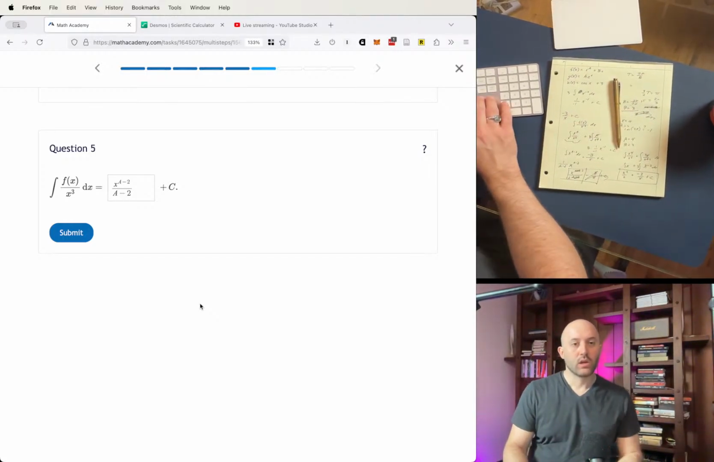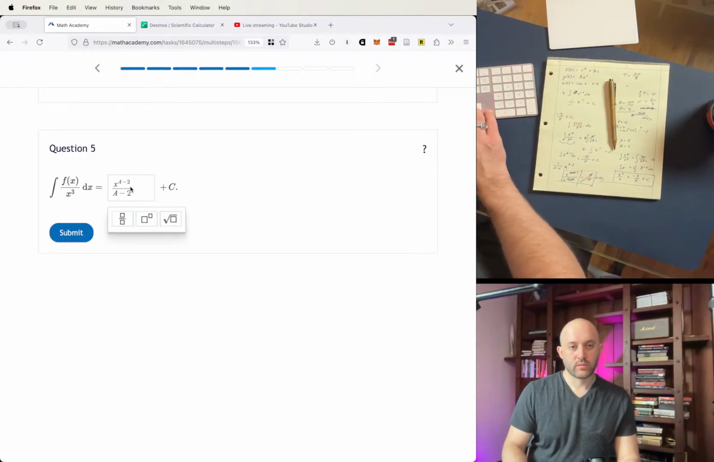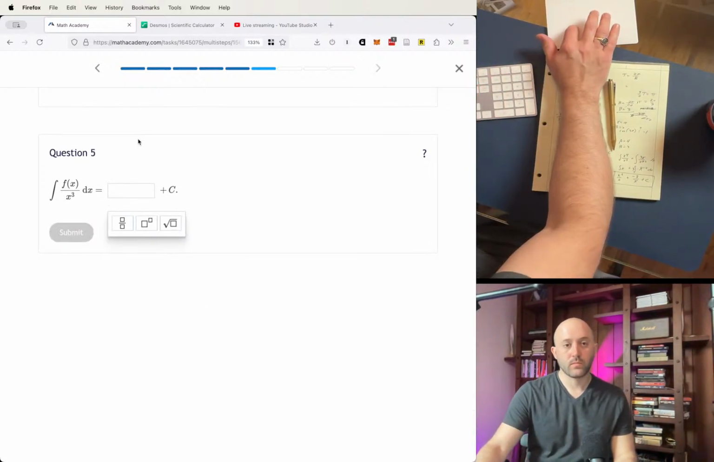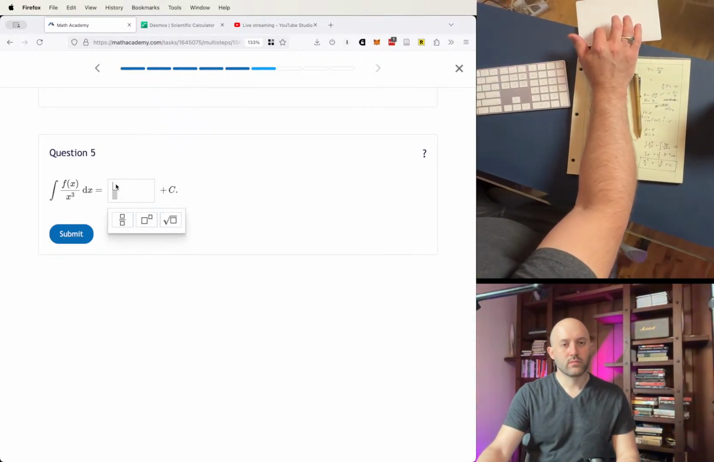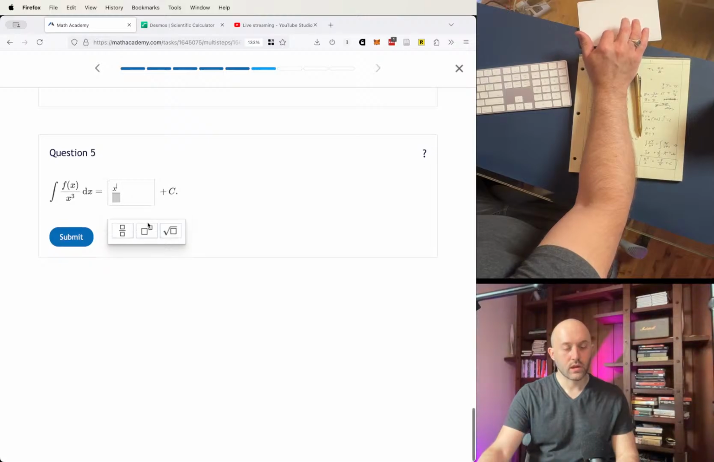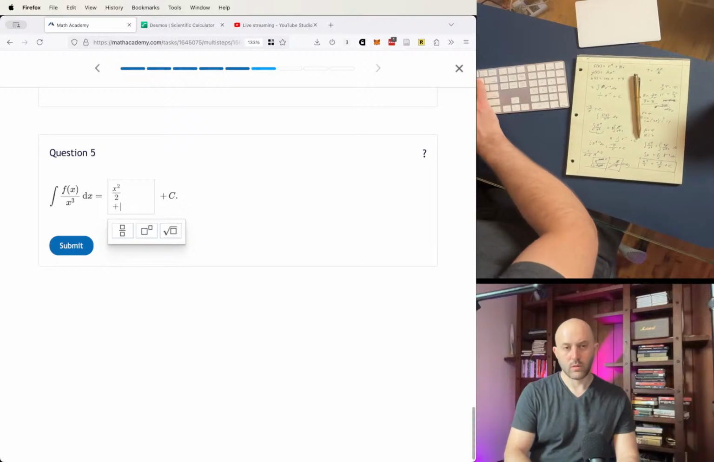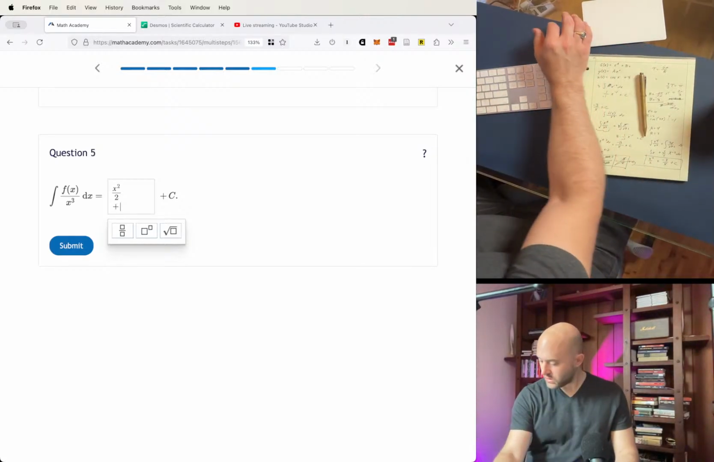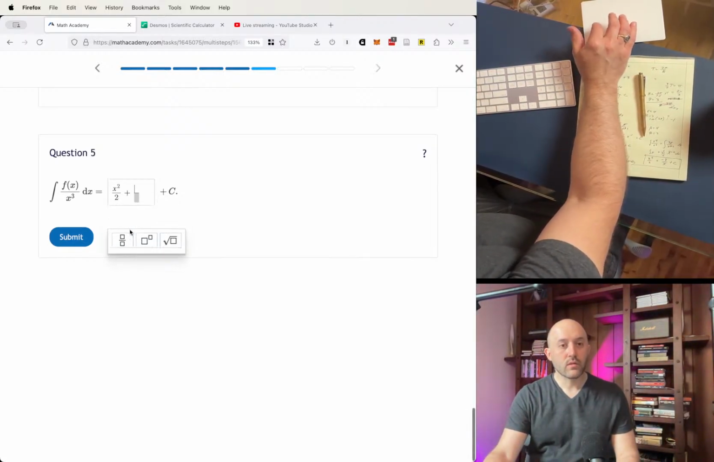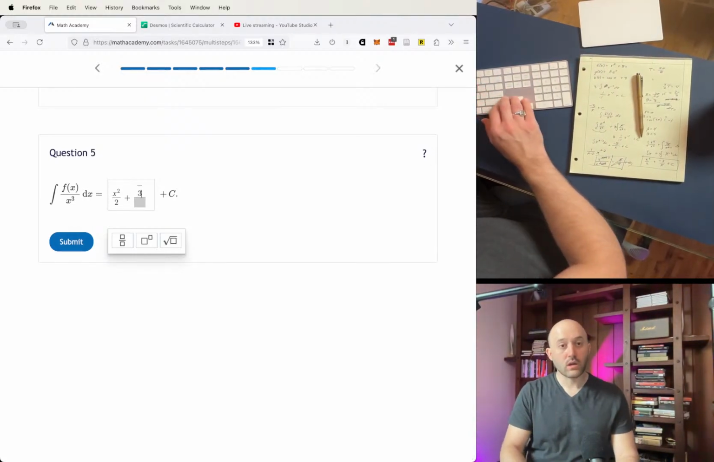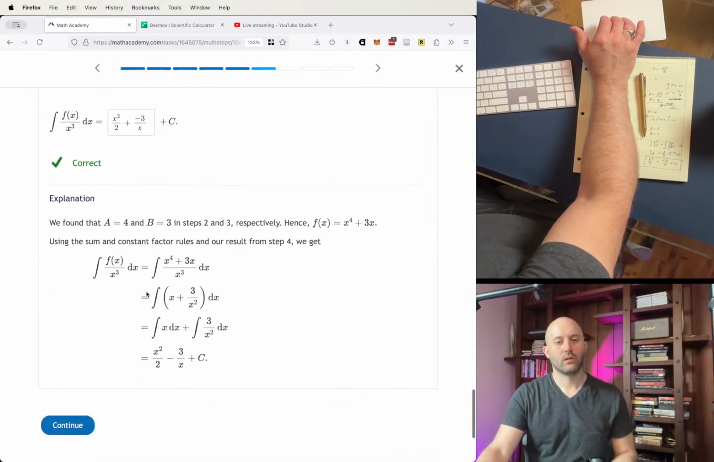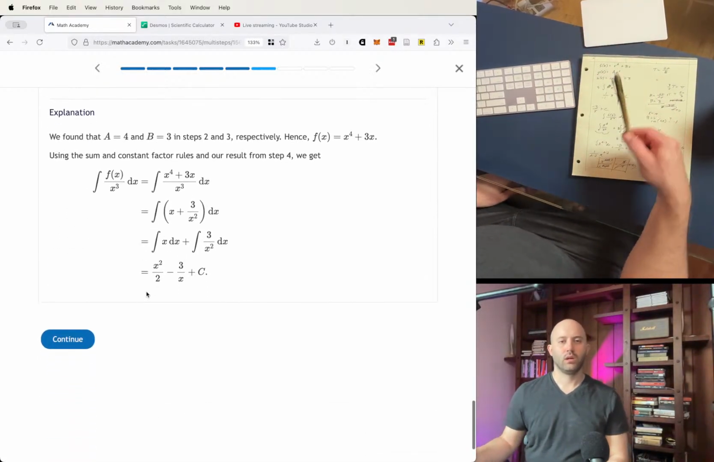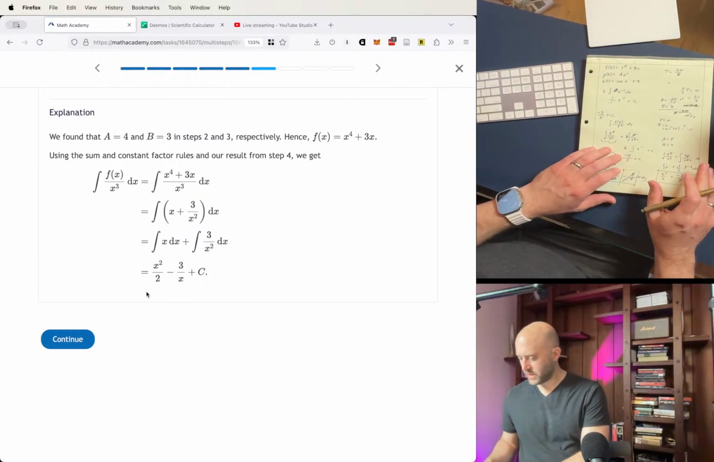We're not writing things in terms of a anymore. Let's just redo this. x squared on 2 plus negative 3 on x plus c. It turned out to be a lot easier than I was trying to make it at the beginning.